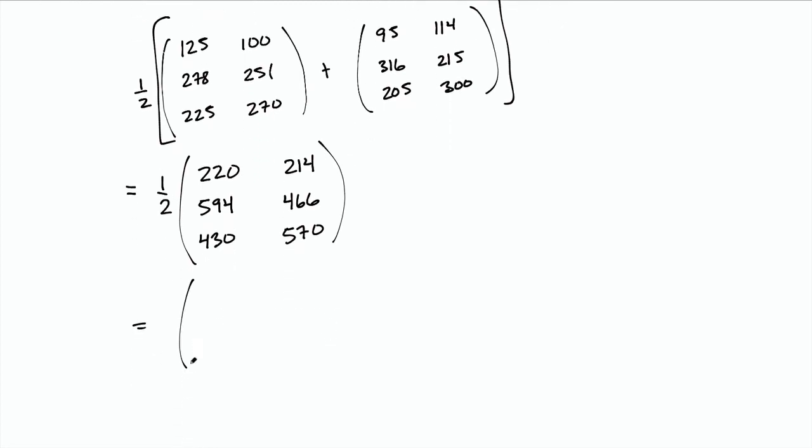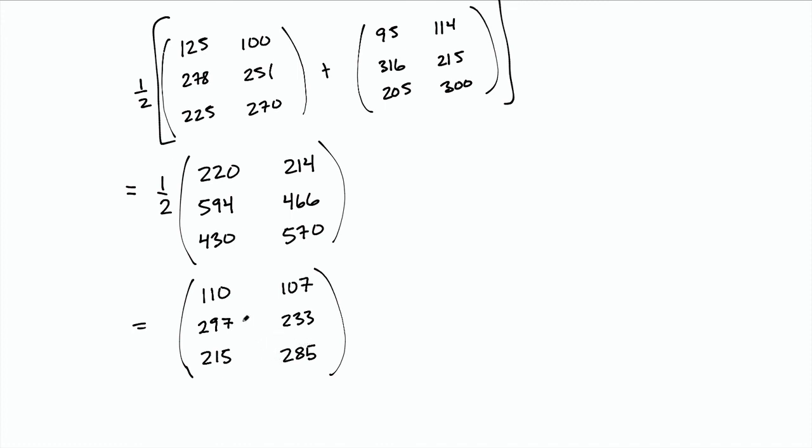And then we just, of course, multiply each number by a 1/2. That gives us 110, 107, 297, 233, 215, and 285. So that right there is our average. Our matrix represents average sales.